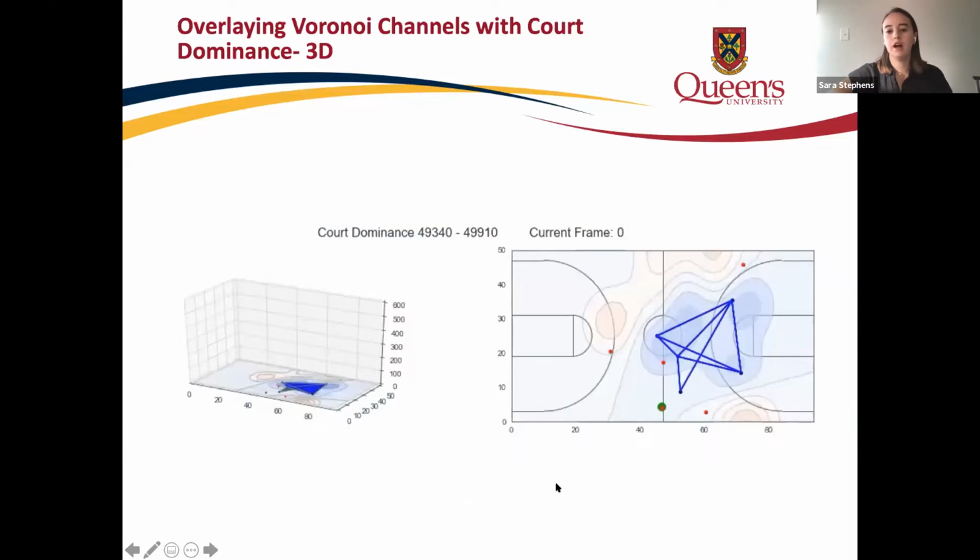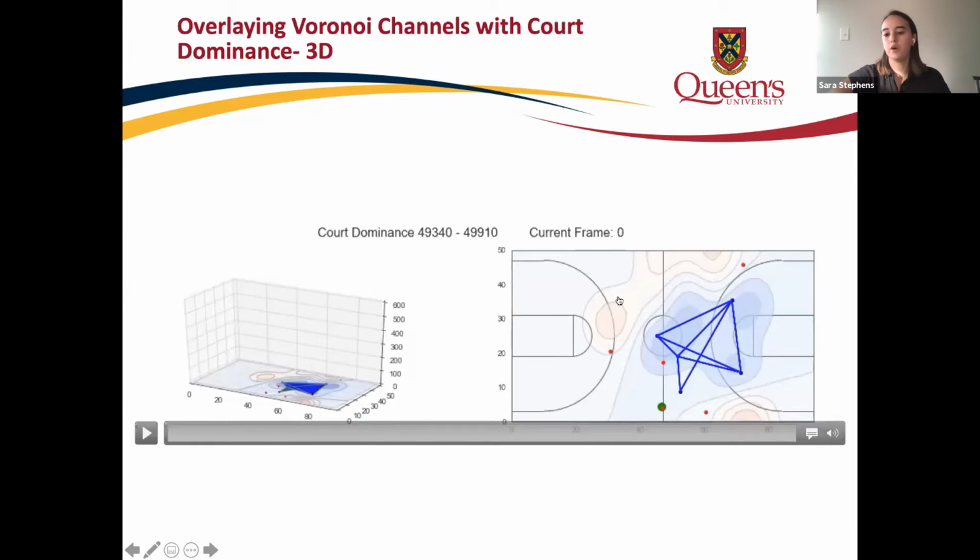So over time, you'll see the court dominance model exactly the same as we saw a couple slides ago build up over time. And then you'll also see the passing lanes of the offensive team, the Bulls, over time in 2D on the right-hand side, and on the left-hand side, you'll see that same 3D polygon structure start to build with the dark blue polygons there.